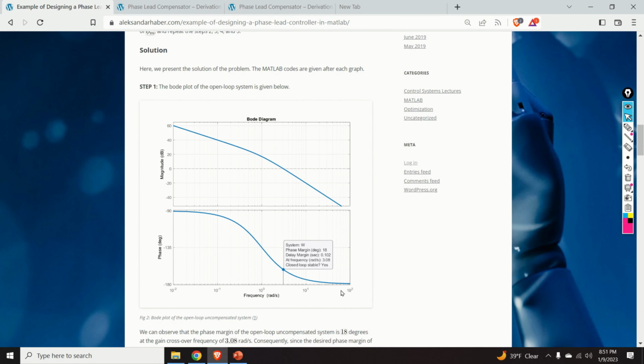Let us analyze the Bode plot. We obviously need to increase the phase margin around this point over here. And this point over here is called the gain crossover frequency. So what do we want to achieve? We want to achieve a phase plot that somehow looks like this, where this new value of phase margin will be above 50 degrees.